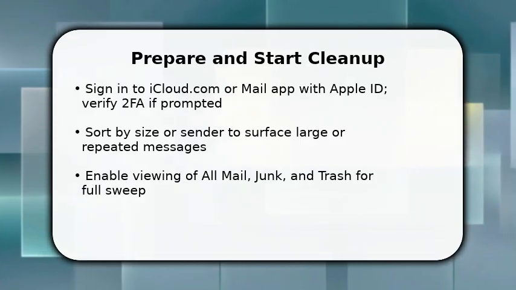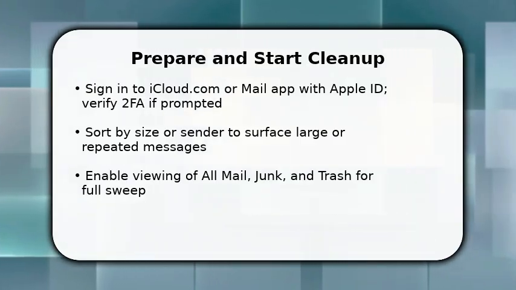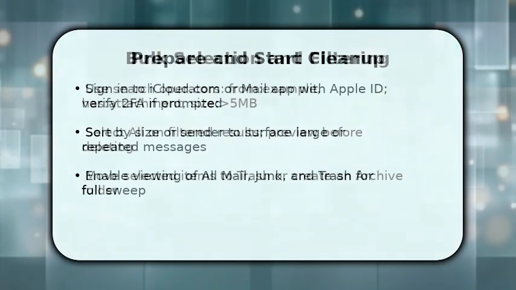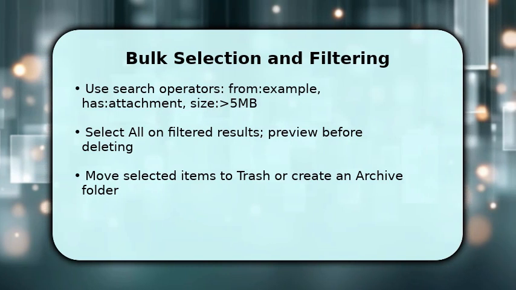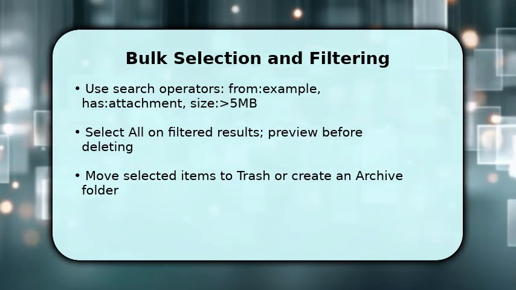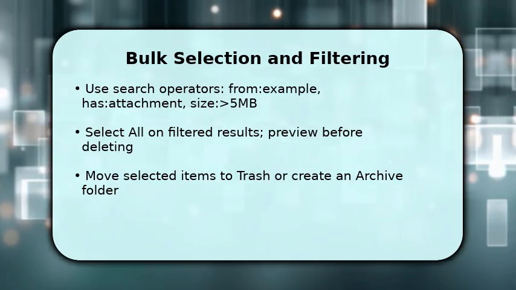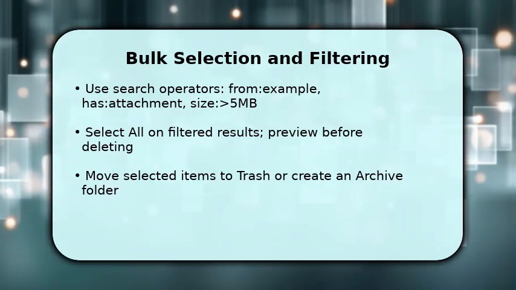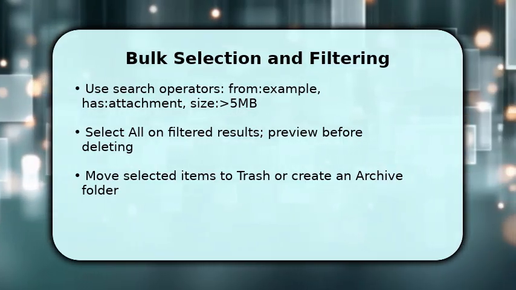As you work, keep an eye on the storage meter and pause if it's low so you don't accidentally remove something critical. Now focus on filtering and bulk actions. Search with from, has, attachment, and size, 5 MB to isolate candidates. You should preview a few emails to confirm the filter's accuracy. This avoids deleting invoices or important receipts.